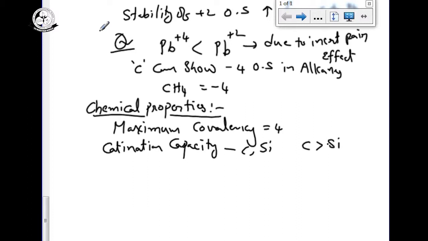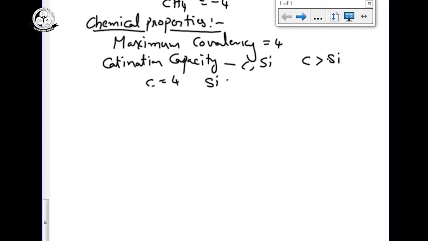Carbon can combine with many elements, and we have many compounds. That is organic chemistry, with carbon and hydrogen related compounds, millions and millions of them. So catenation capacity is very high for carbon when compared with silicon. Carbon does not show a covalency of more than 4. Carbon's maximum covalency is 4, but silicon can show covalency up to 6. The reason is the absence of d orbitals in carbon.